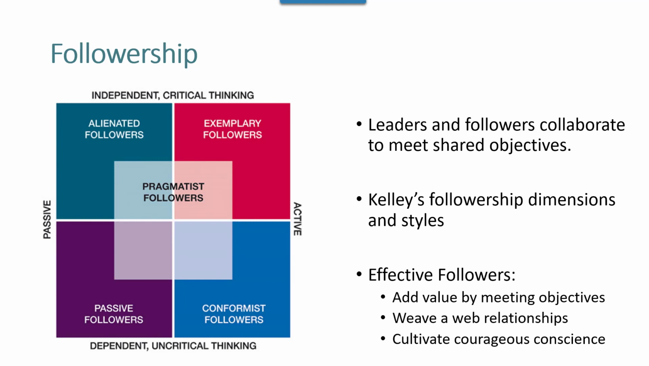Let's look at the 5 follower styles that emerge from these two dimensions. At the top left of our image, we have alienated followers. These followers are independent thinkers, but for some reason they don't participate in helping the organization.